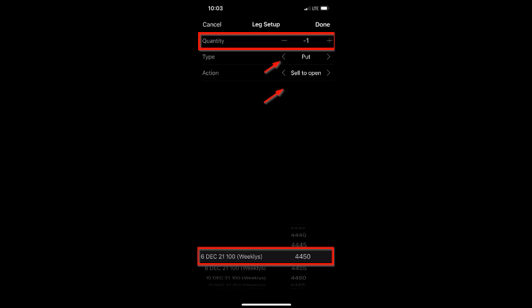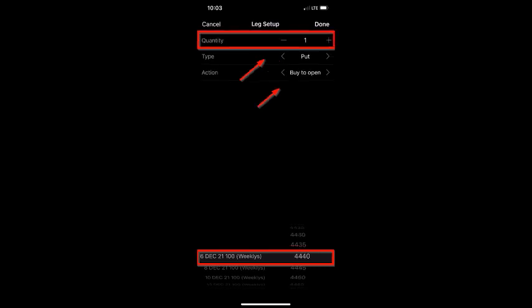Again, because the leg is selling a put, the quantity is a negative number. Press done. And lastly, leg setup 4 will buy the 44.40 put of the December 6 weekly. And because this leg is buying a put, the quantity is a positive number, and press done.